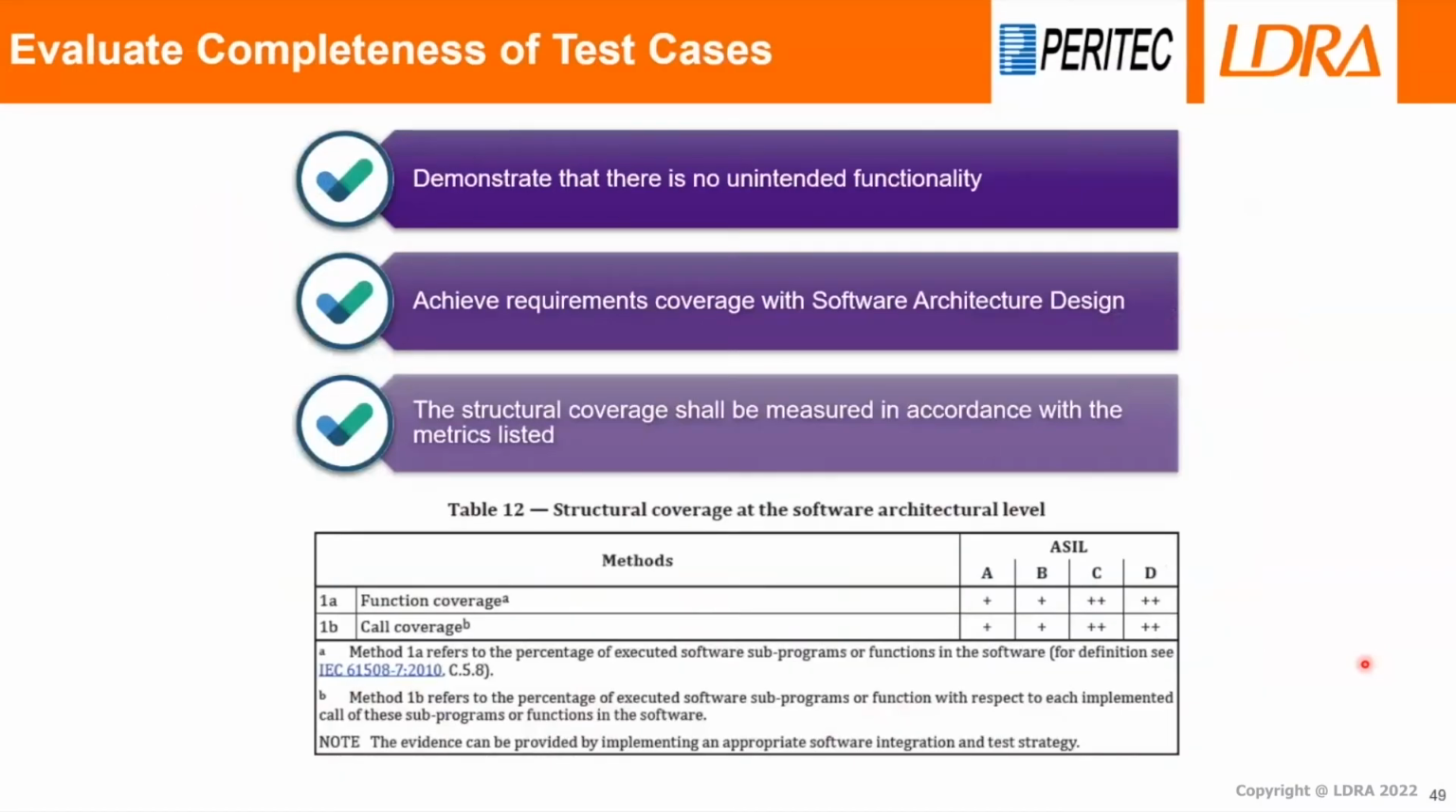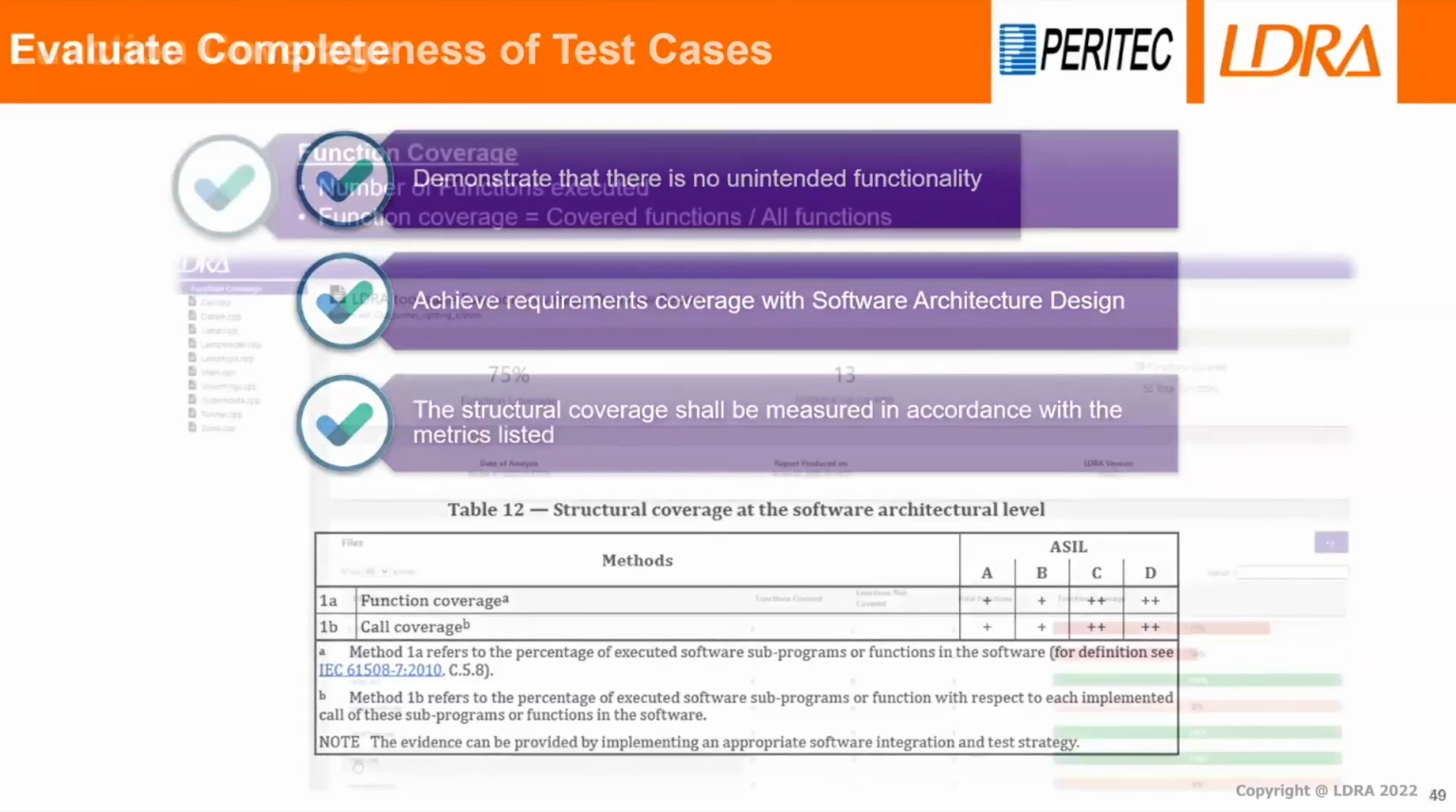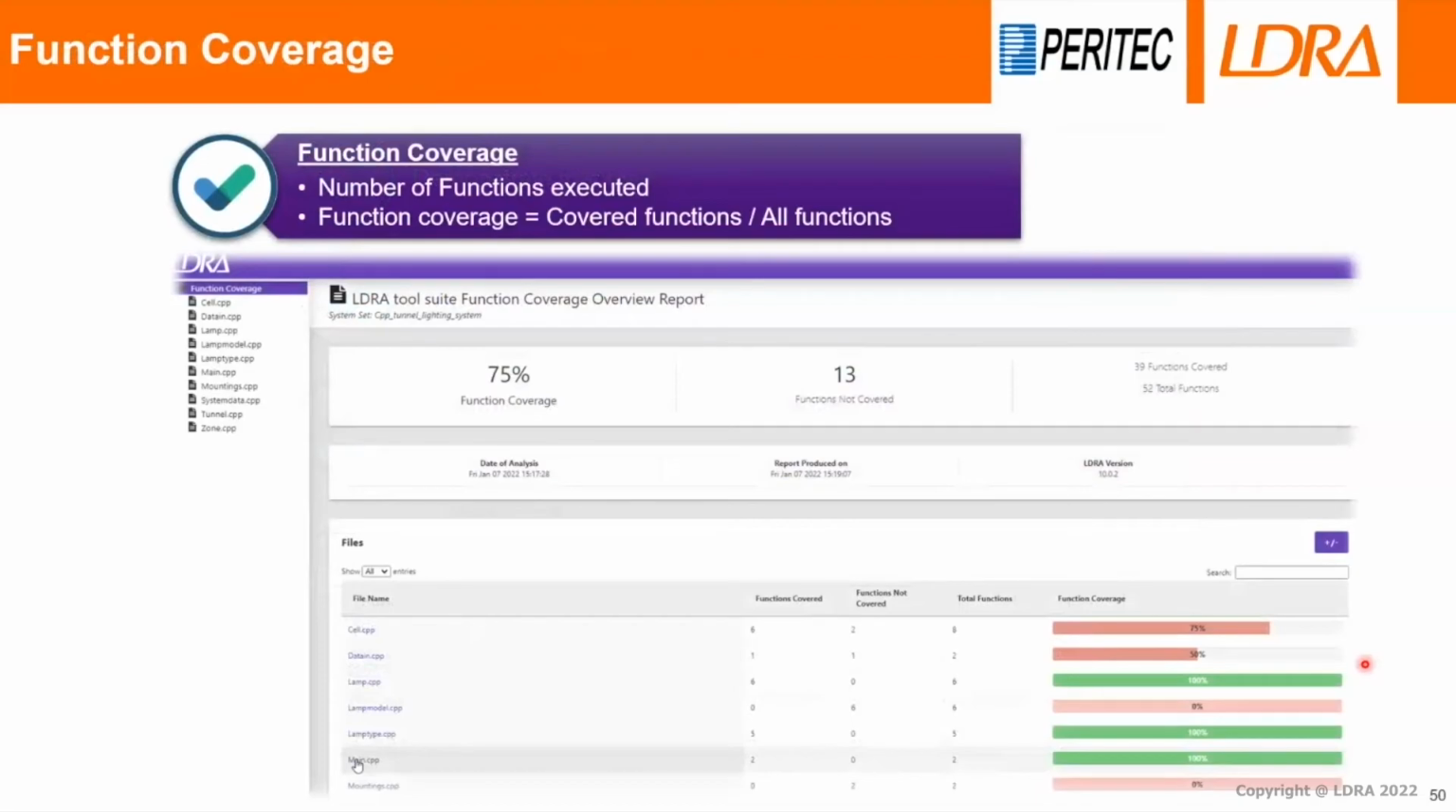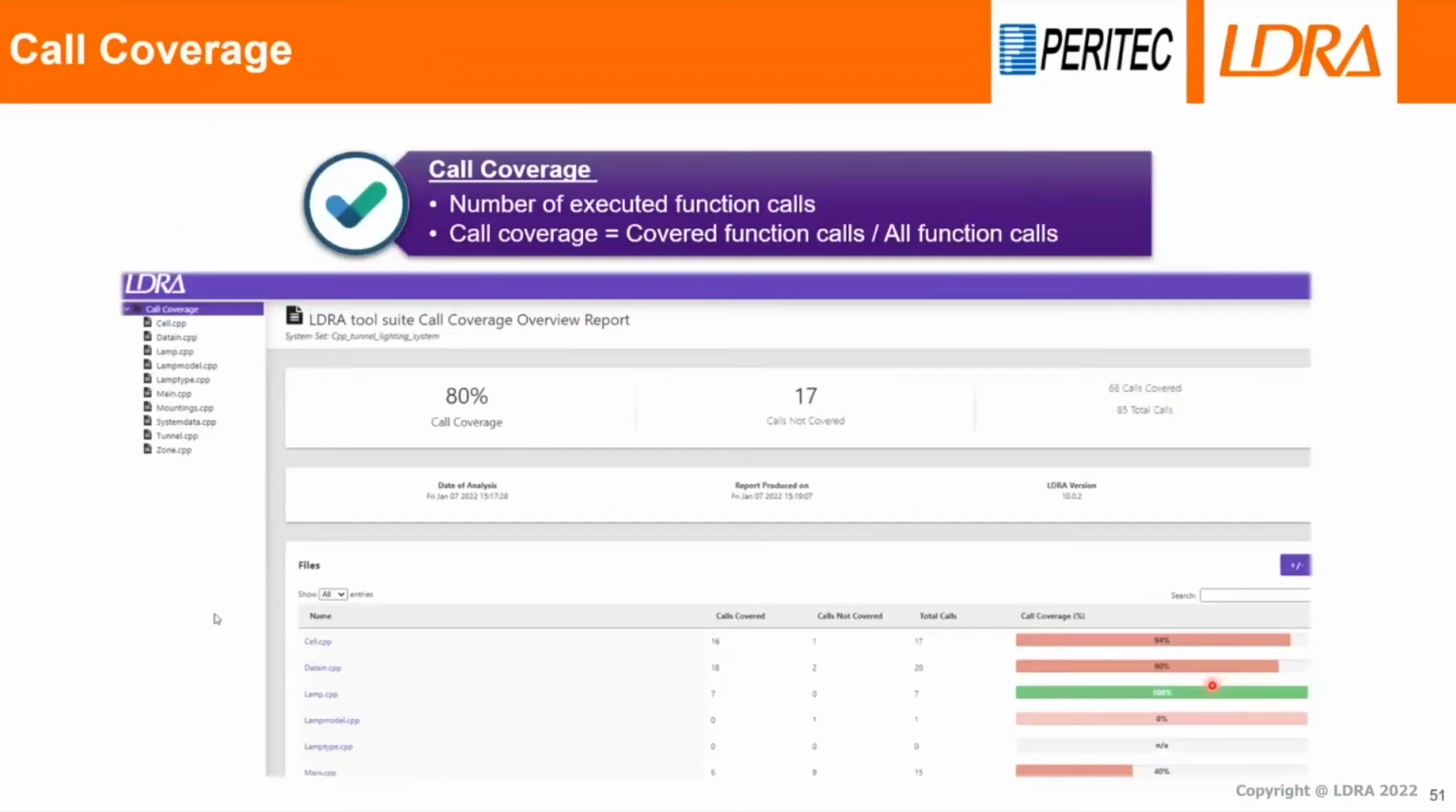And finally, in automotive applications, it is also recommended to demonstrate that there is no unintended functionality. That means you need to ensure that function coverage and call coverage are achieved. Function coverage is nothing but the number of functions which are covered based on a requirement-based test divided by the total number of functions. So the tool provides you a report for function coverage. You can see here out of 52 functions, 39 are covered, 13 are not covered. The uncovered ones you can see here.